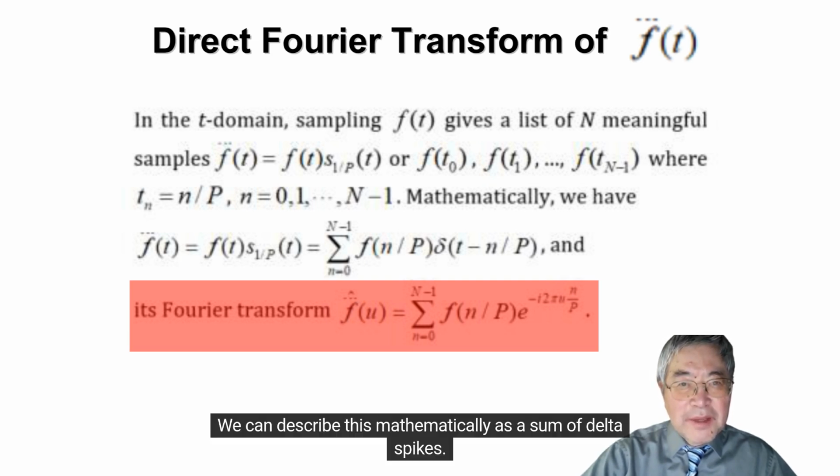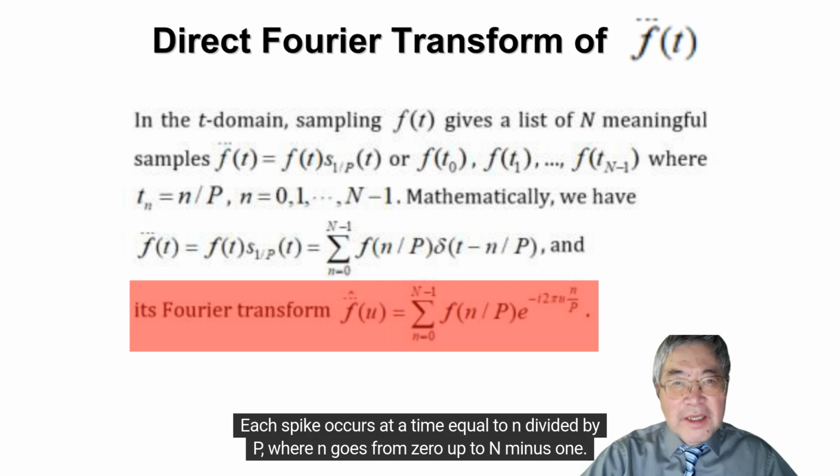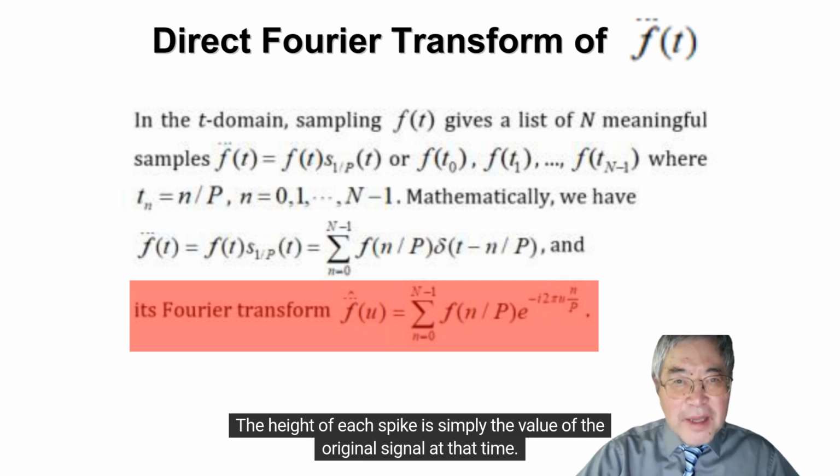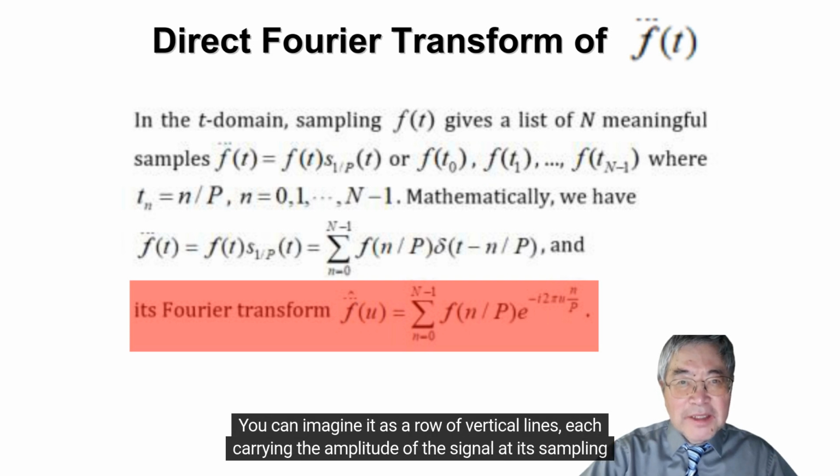We can describe this mathematically as a sum of delta spikes. Each spike occurs at a time equal to n divided by P, where n goes from 0 up to N minus 1. The height of each spike is simply the value of the original signal at that time. You can imagine it as a row of vertical lines, each carrying the amplitude of the signal at its sampling point.